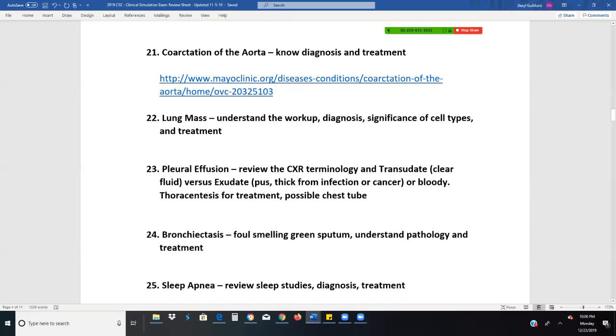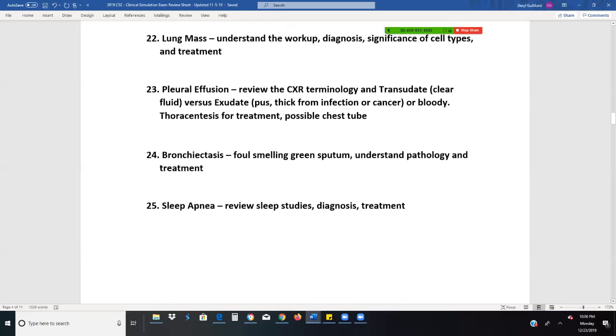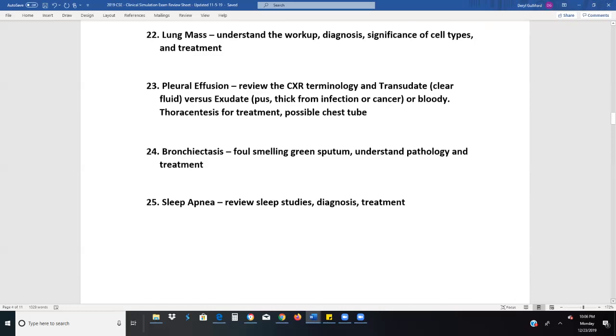Pleural effusion, review the chest x-ray terminology, things like a meniscus sign, right? And opacity, possibly shifted trachea away. Transudate will be clear, exudate will be thick from infection or cancer, or could be bloody. Thoracentesis for the treatment and a possible chest tube. Now remember that chest tube for pleural effusion goes lower, down around the 5th to 7th intercostal space.